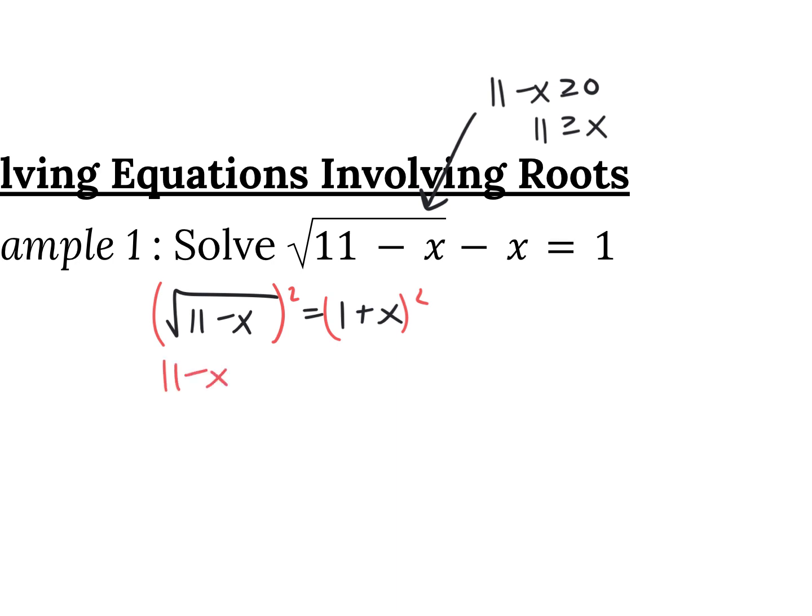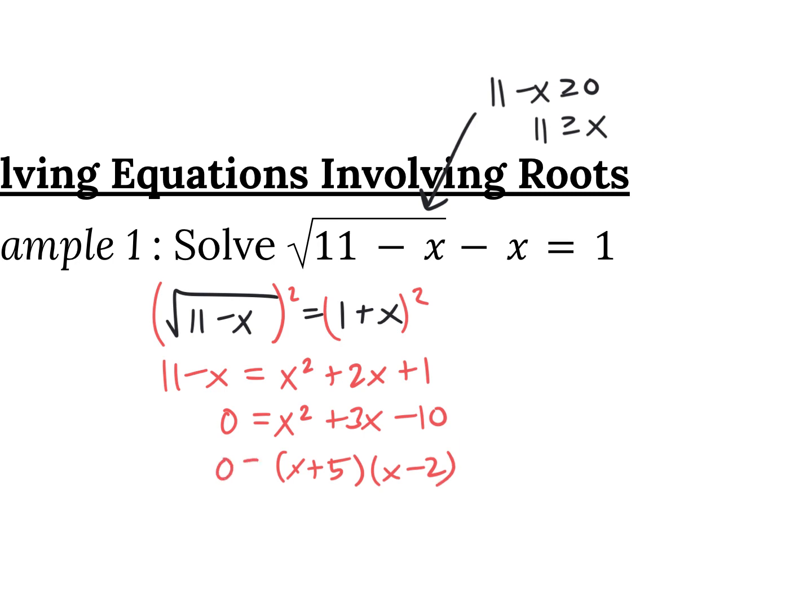And now I'm just left with 11 minus x is equal to, and we are going to have to FOIL this out. So when I FOIL this out, I get x squared plus 2x plus 1. Set this equal to 0, and I get minus 10 there. And this one we actually just factored on the previous page. It factors into x plus 5 and x minus 2. Again, you could just use PlySmlt 2 here and factor it on your calculator to find those roots.